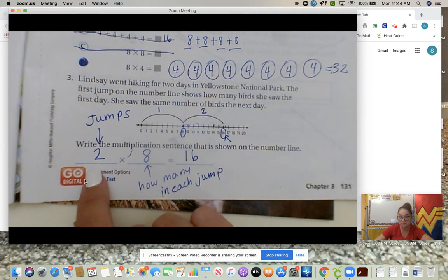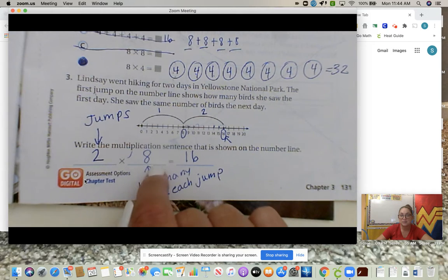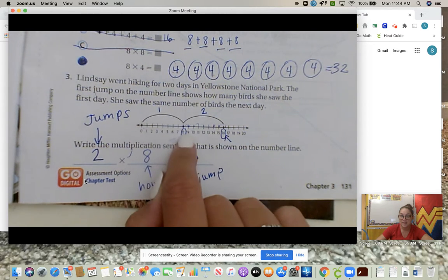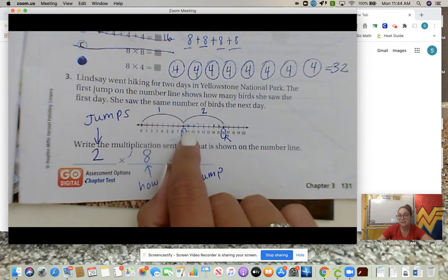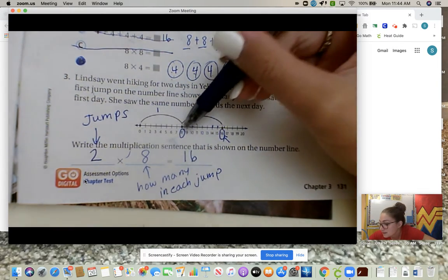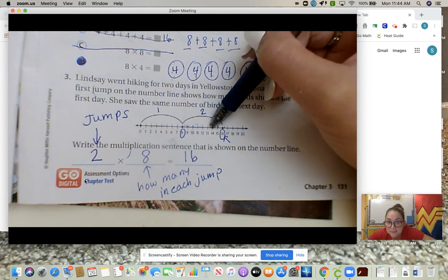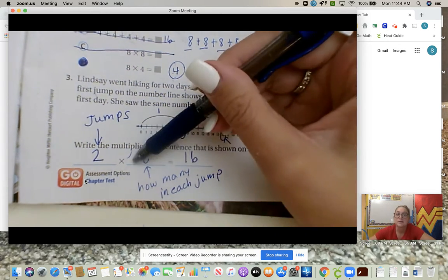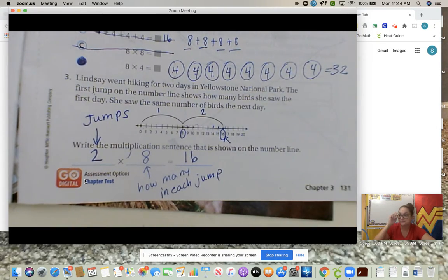Remember, jumps go first in a multiplication sentence. So how many jumps do we have? 2. 1, 2. How many are in each jump? 8. So 0 to 8. If we land on 8, we know there's 8. We land on 16. So if we do our little jumps, we would go 1, 2, 3, 4, 5, 6, 7, 8. And we landed on 16. So we know that's our answer.